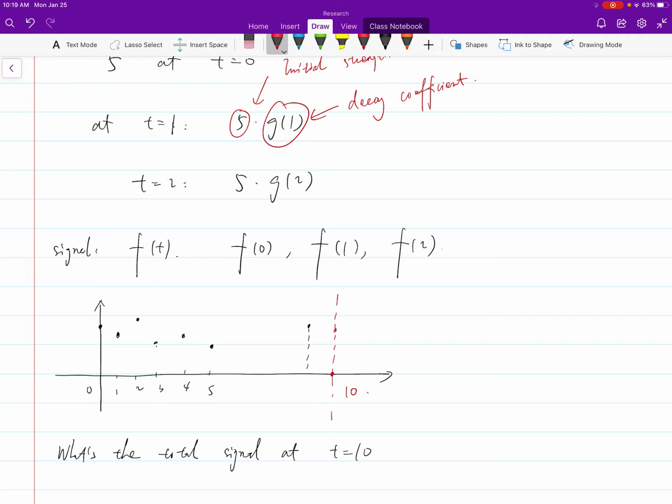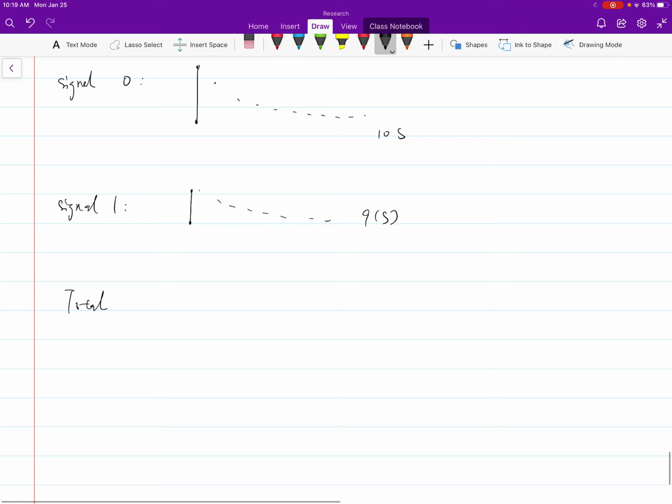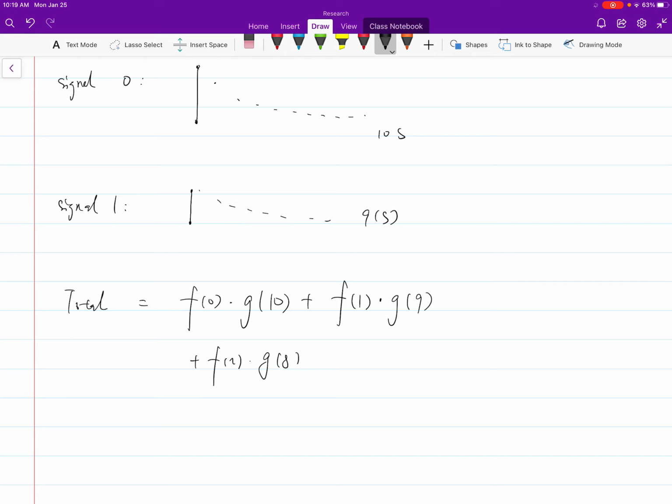Okay, so what's my total signal that I receive? That should be the signal I receive from 0 decayed for 10 seconds. Okay, and that is going to be F0 times G10, because if you're having the same channel, same gadget, they decay at the same rate. Plus, the first signal decayed by 9 seconds. The second signal decayed by 8 seconds. And from here you can see, okay, the pattern is pretty clear. That is, the later the signal, the smaller the decay.